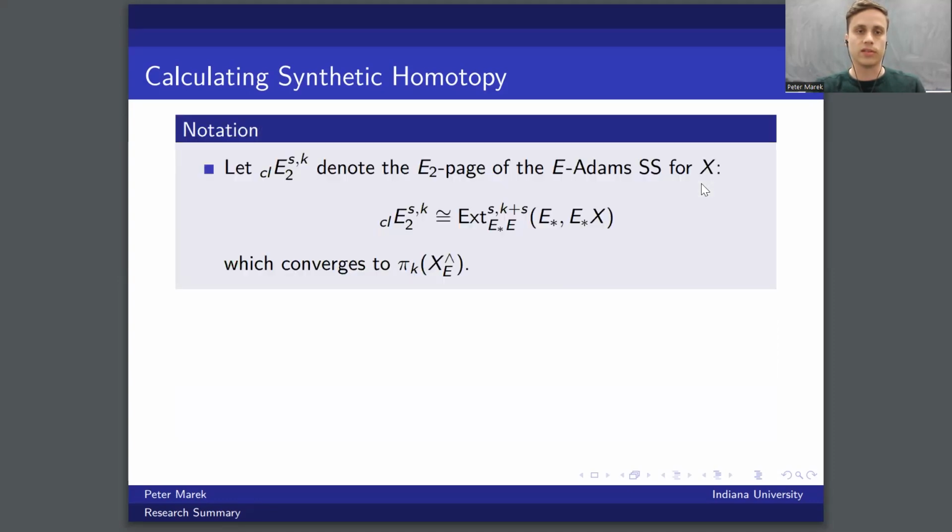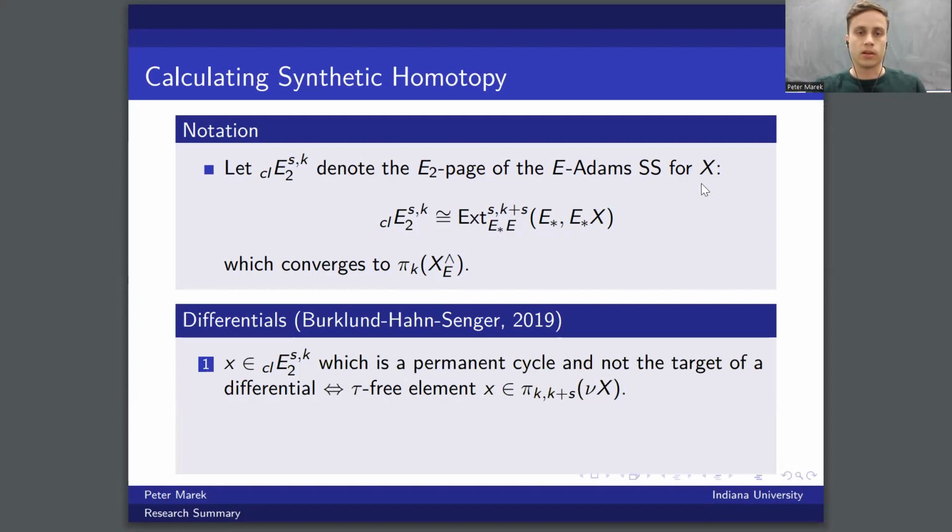So to say a little bit about this, let's look at the E2 page of the Adams spectral sequence for a spectrum X, which I'm using this notation for on the slide. And this converges to the kth homotopy group of the E nilpotent completion of X.